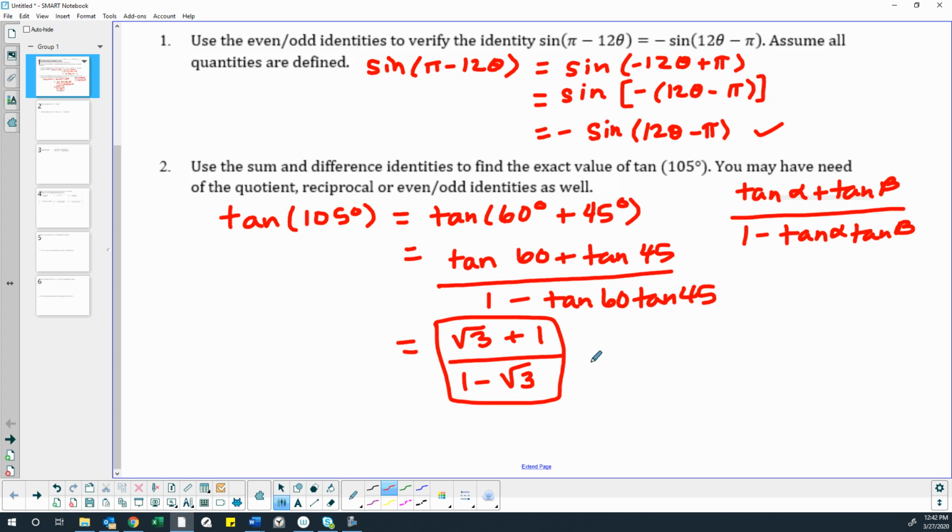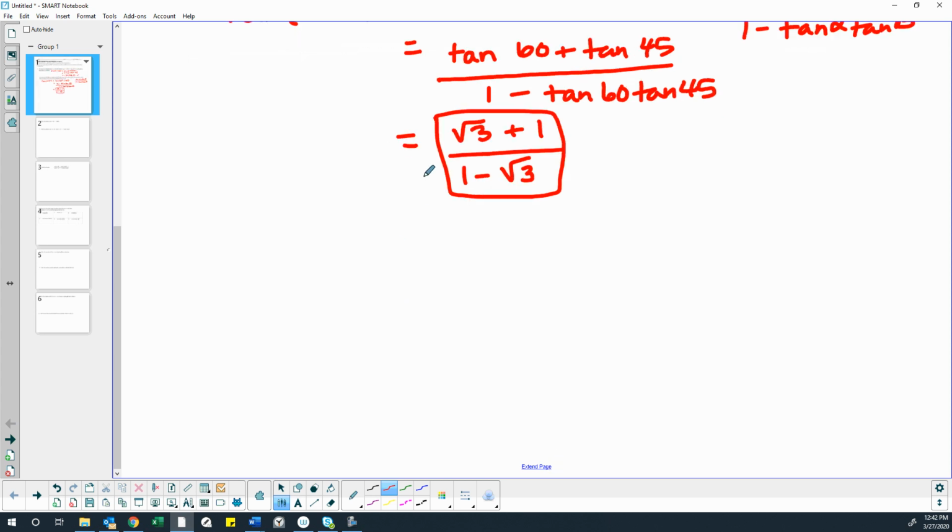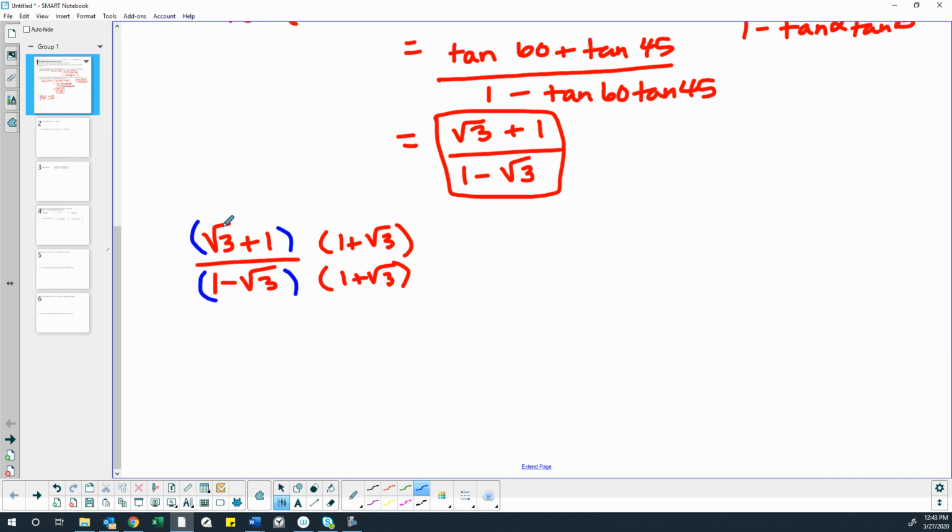This one, however, is much better looking if we rationalize it. So let's go ahead and work on rationalizing it. We're going to do that by multiplying by the conjugate of the denominator. So the conjugate of the denominator, 1 minus square root of 3, would be 1 plus square root of 3. Now we're going to multiply this out, our two binomials. So we have to do the distributive property with our first, outside, inside, last. Some people call that FOIL.